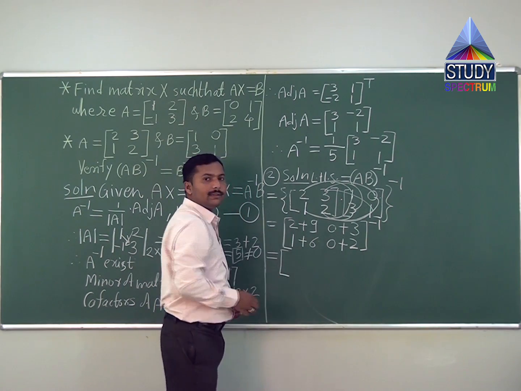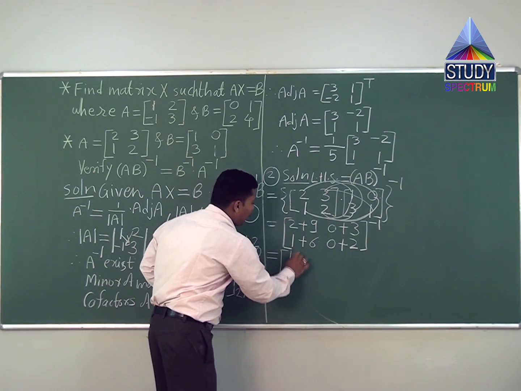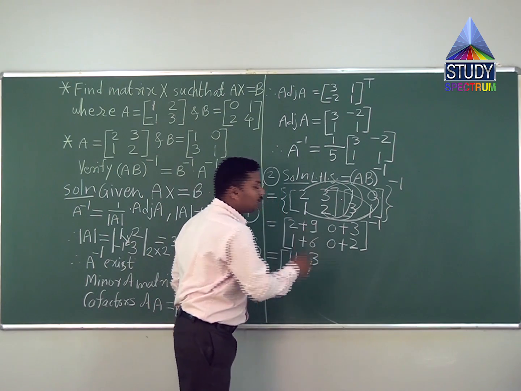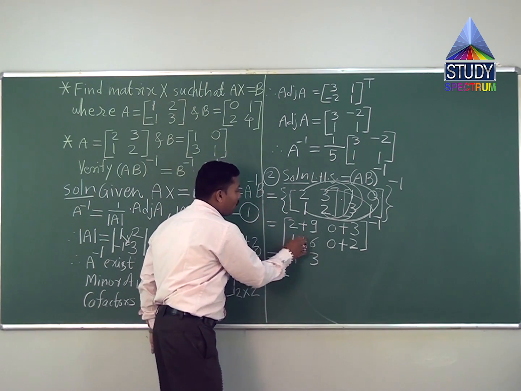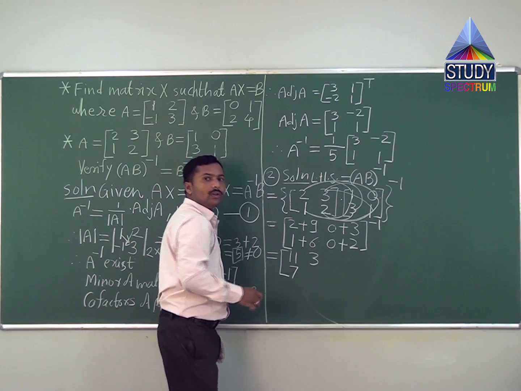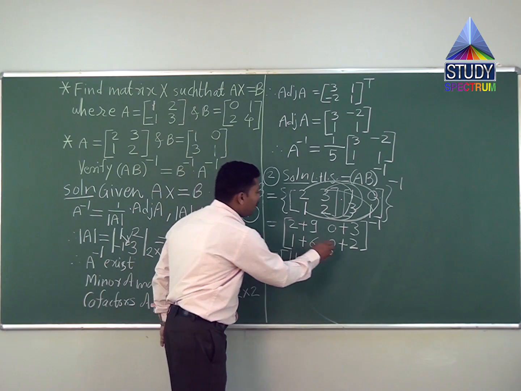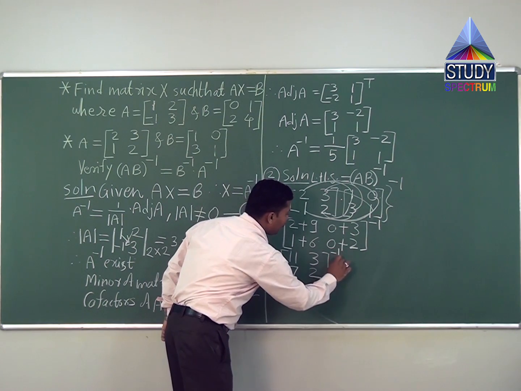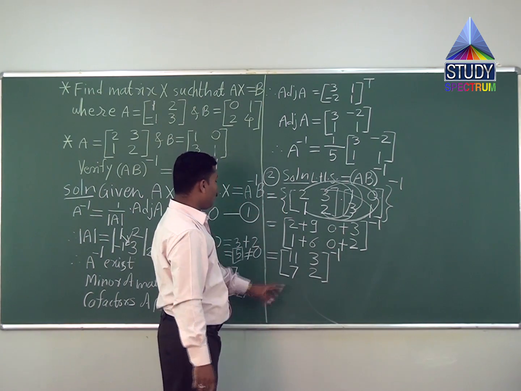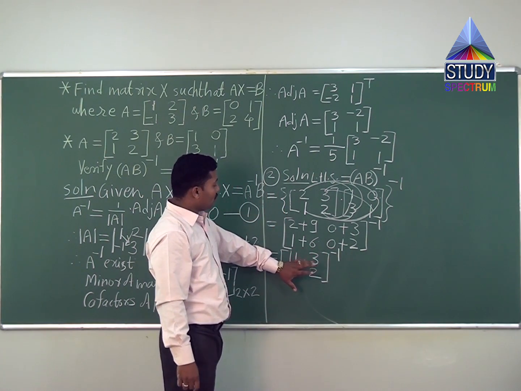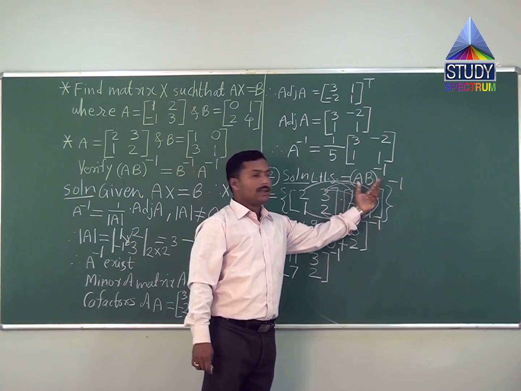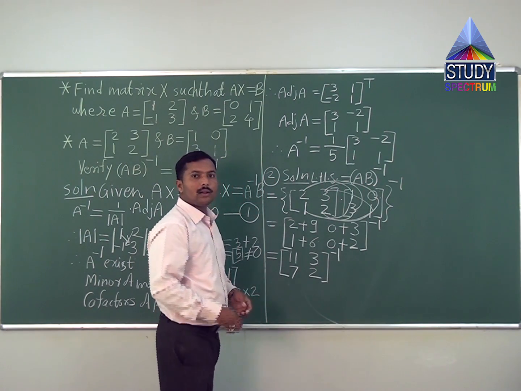With addition, the inverse as it is, equal to what? 2 plus 9, 11, 0 plus 3, 3, 1 plus 6, 7, and 0 plus 2, 2. It's an inverse. So we also find the inverse of this matrix, then complete our LHS.